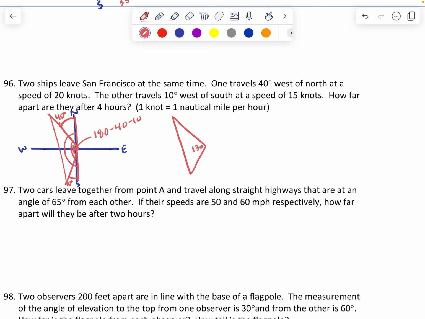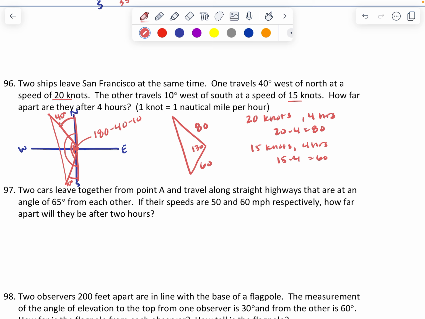Now let's see how far these ships have gone. So one is going at a speed of 20 knots. If you're going 20 knots for 4 hours, the distance is going to be 20 times 4, which is 80. So that's ship number 1. And then ship number 2 is going 15 knots for 4 hours. So the distance is going to be 15 times 4, which is 60.